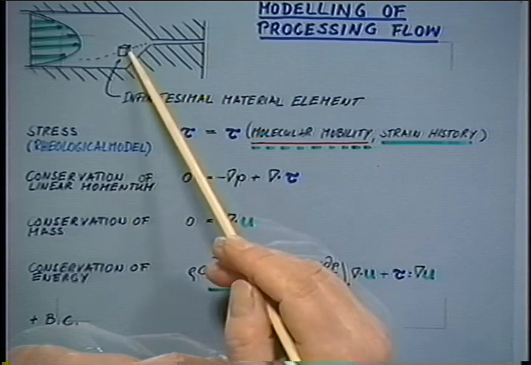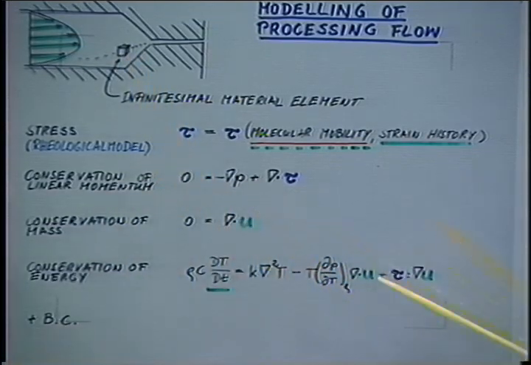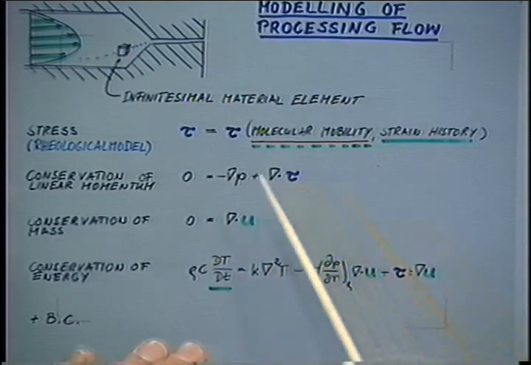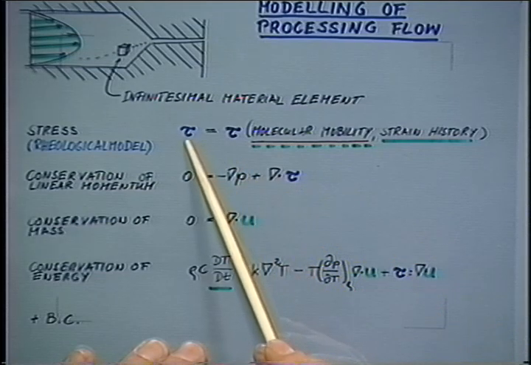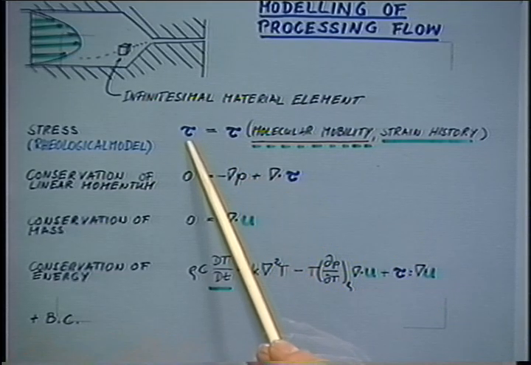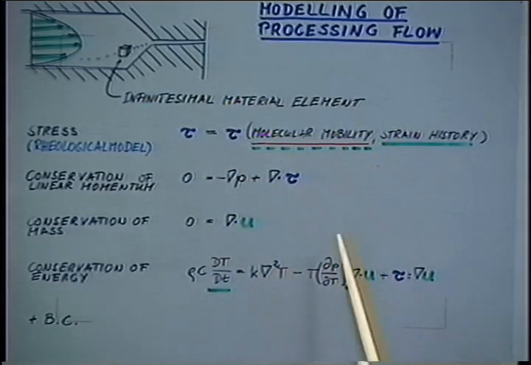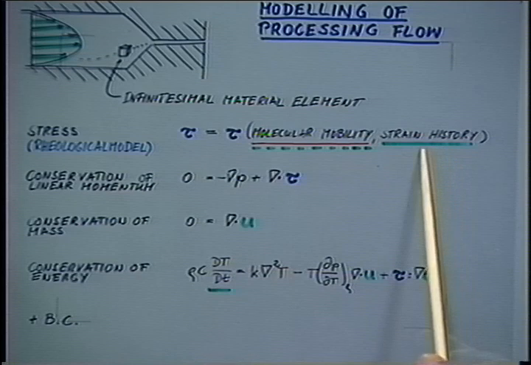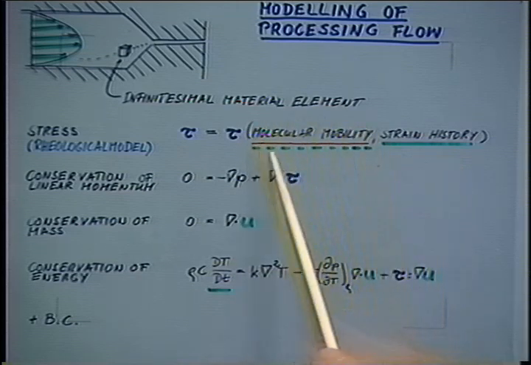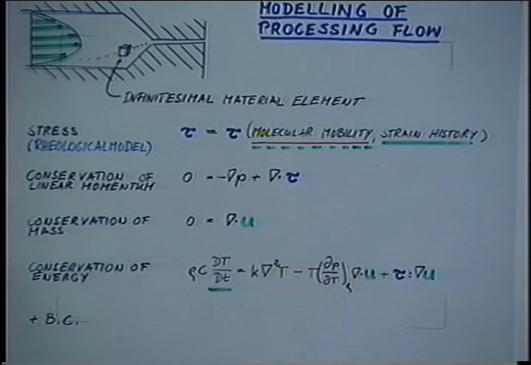And to quantify this, we would need lots of information. We, for instance, would need the constitutive equation. That means the stress as a function of the strain history of this material, and as a function of the molecular mobility. Large molecules can rearrange faster. The small molecules rearrange faster, and you cannot introduce much molecular orientation.